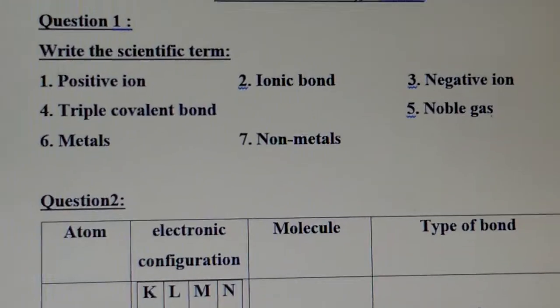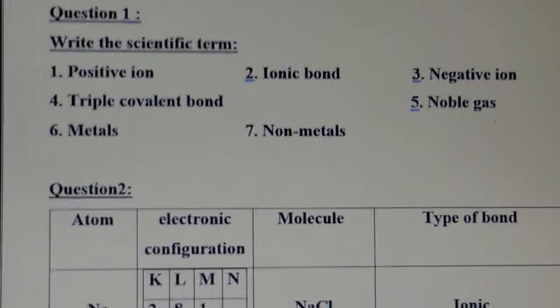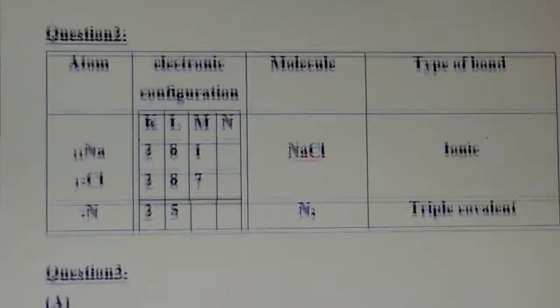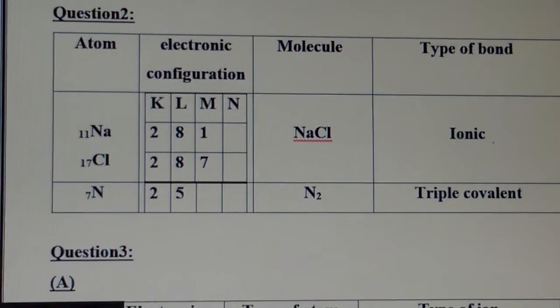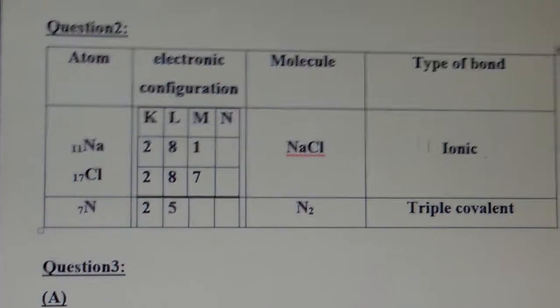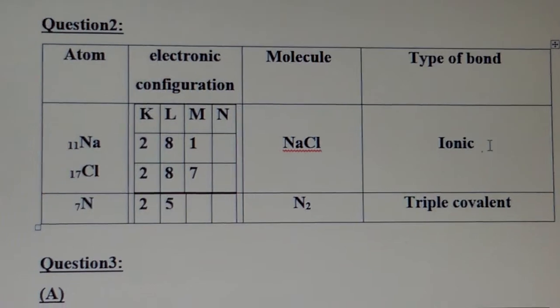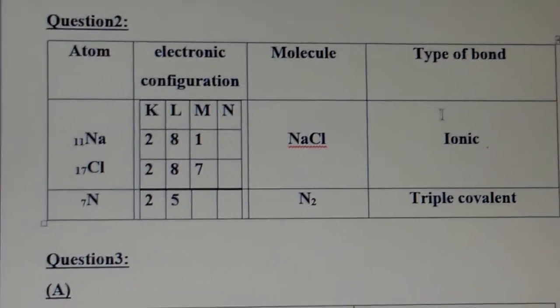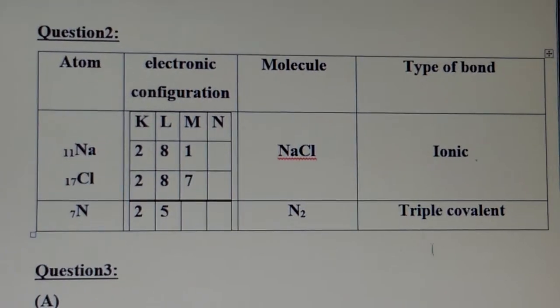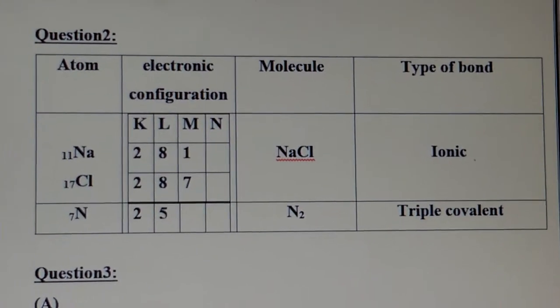Question number 2. We have 3 atoms, sodium atom, chlorine atom, nitrogen atom, and we will make electronic configuration like this. And write the type of bond between sodium and chlorine, ionic bond, between 2 nitrogen atoms, triple covalent bond.